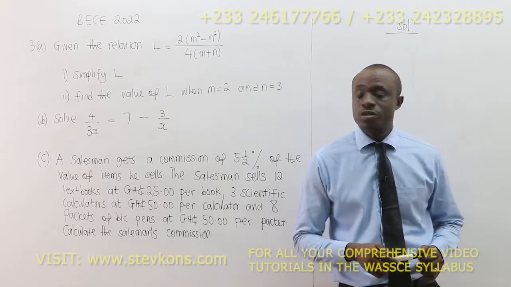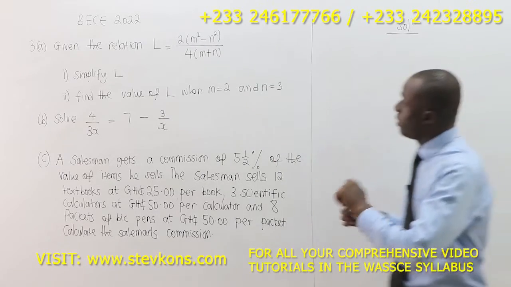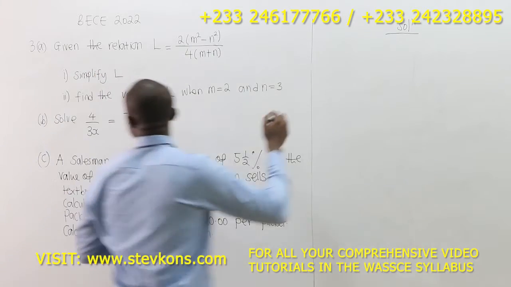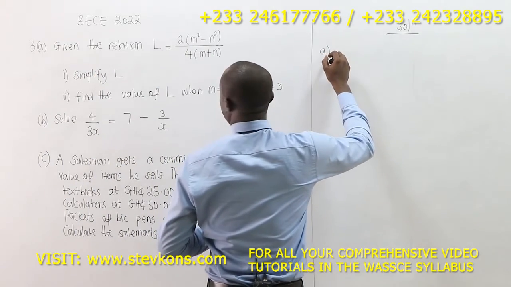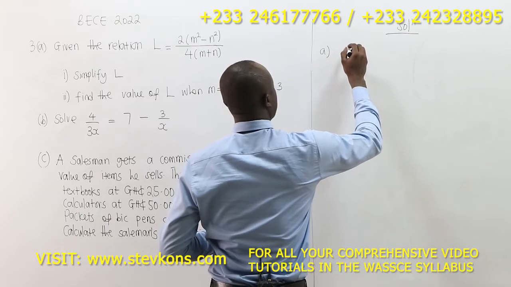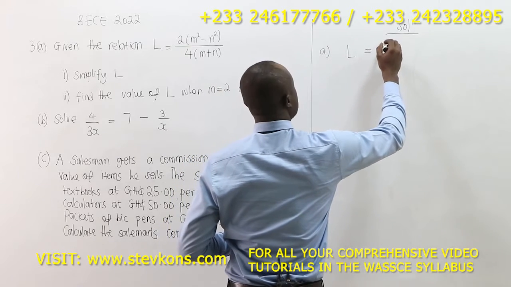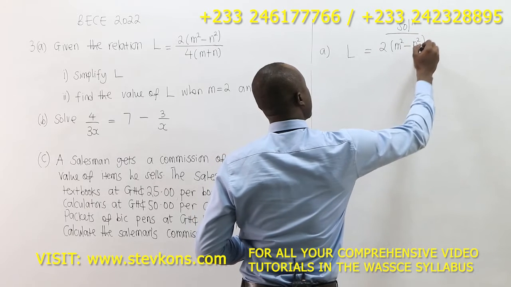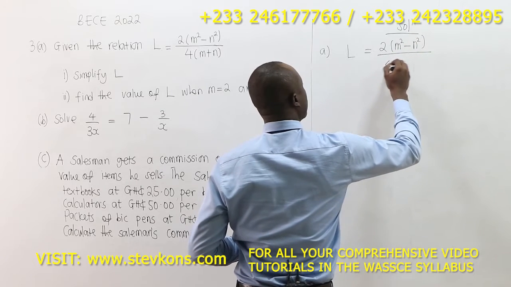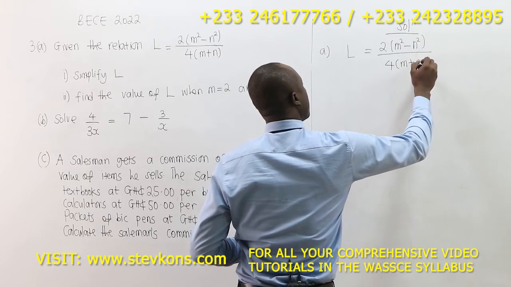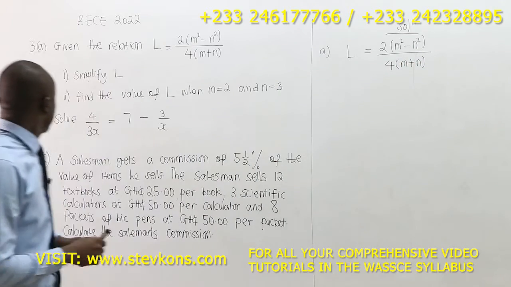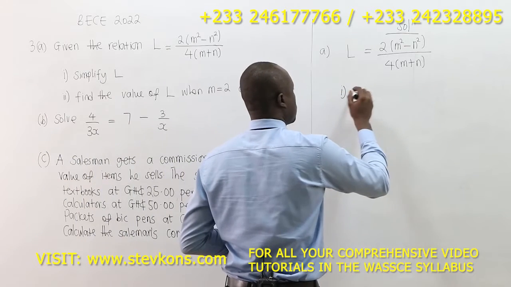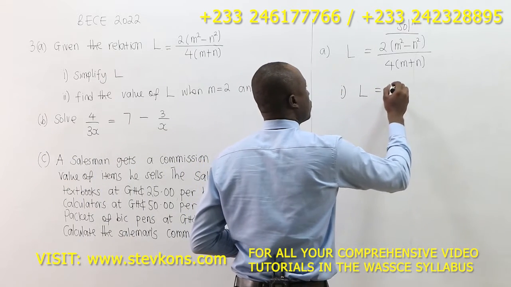BECE 2022 question number 3. A says, given the relation L, so the A part, we have L to be equal to 2m squared minus n squared out of 4m plus n. That's what we have. Okay, i simplify L. So the i says that we have to simplify L. So L equal to, we have 2.